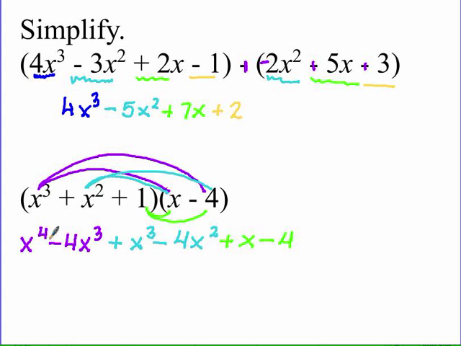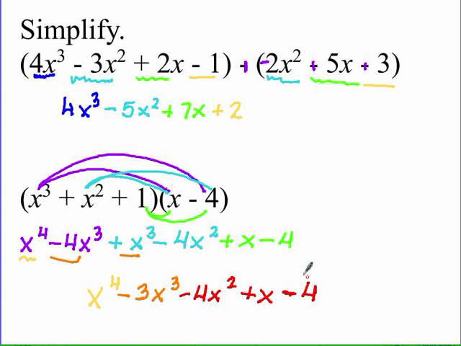First of all, I have an x to the 4th by itself. Then I have a negative 4x cubed and an x cubed, which is negative 3x cubed. Then I have a negative 4x squared plus x minus 4. And there you go, that would be your final answer. The biggest thing you need to watch is that they're going to put negatives there to try and trip you up. Okay?